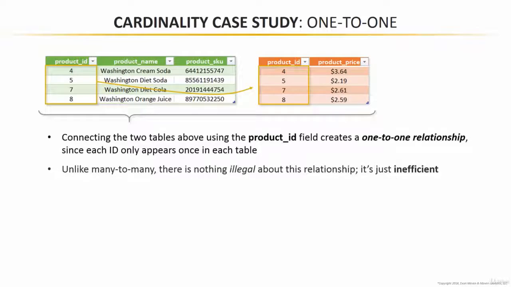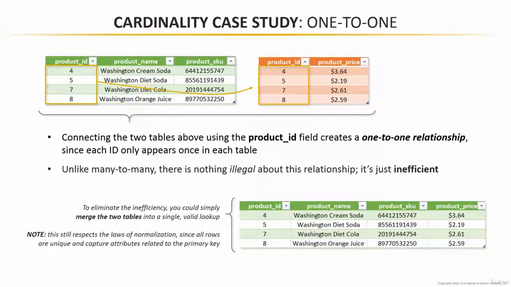So if we were to connect these two based on product ID, we're creating a one-to-one relationship since each ID only appears once in each table. So again, unlike many-to-many, there's nothing illegal about this relationship. It's just kind of an inefficient way to do things. So to eliminate the inefficiency, what you could do here is simply merge those two tables together into a single valid lookup. Now, I know what you're thinking.